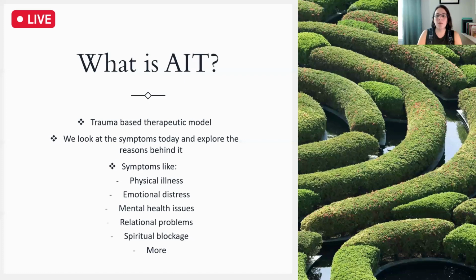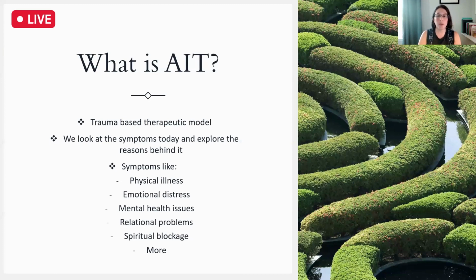So let's talk a little bit about what AIT is. Advanced Integrative Therapy, or AIT, is a trauma-based therapeutic model, meaning that we look at the causes of the symptom the person brings, and we explore the reasons behind them. We don't do like some therapies that work with whatever the people bring. We do, of course, take into account why they bring and talk to them and do the history intake and all the things that we do in normal therapy or psychology. But we also emphasize looking at the reasons behind symptoms that the person has today.